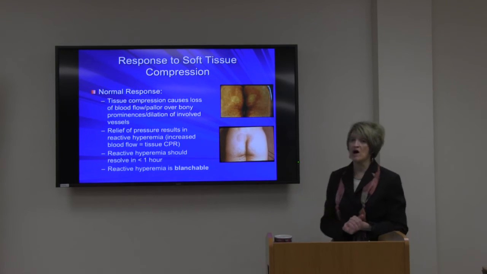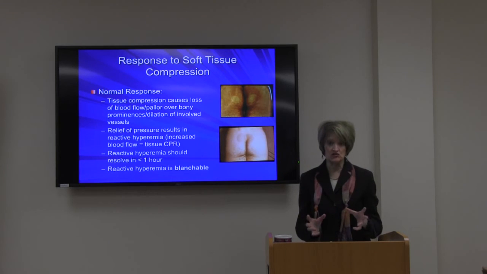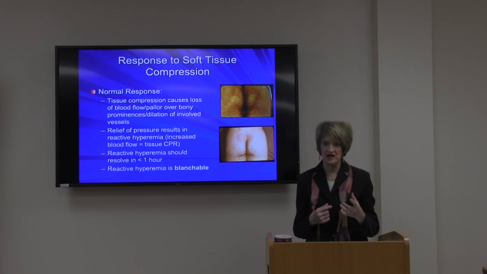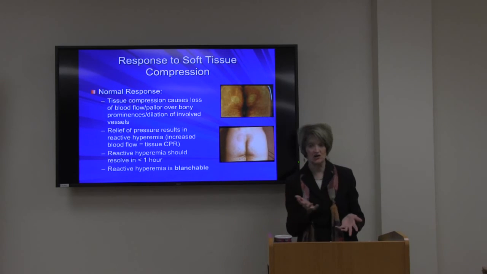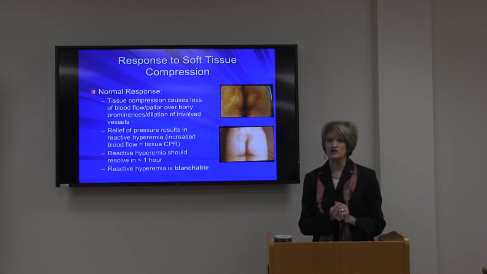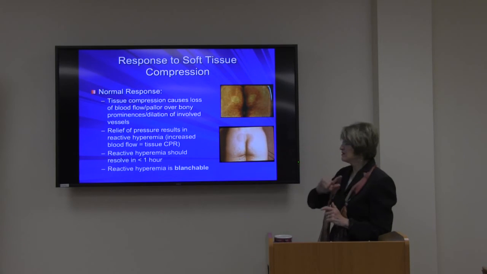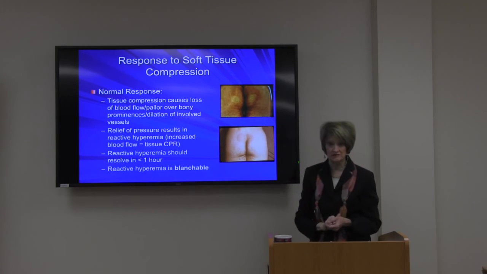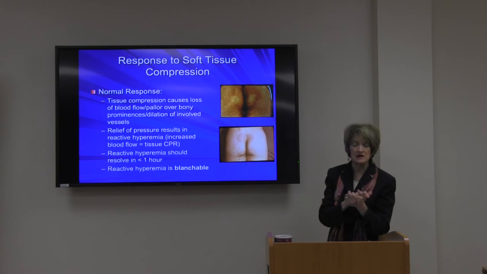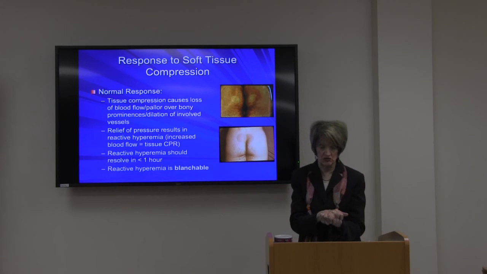Okay, let's talk about what happens at the tissue level when a patient develops a pressure injury. We're going to talk about the normal response to short-term tissue occlusion, vessel occlusion. Then we're going to talk about pathologic responses. So let's say I've been sitting in the chair for between 1 to 2 hours. If you could crawl underneath my chair, you would see areas of clear-cut tissue ischemia where the vessels are compressed. And you would know that the tissue in that area is ischemic.